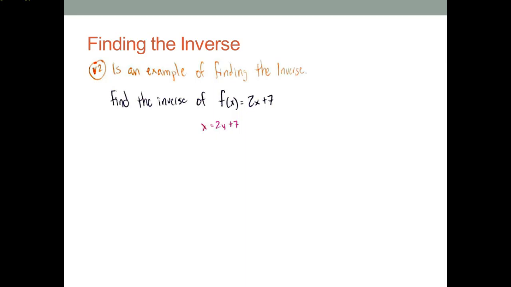So the first step is already done here. I've replaced f of x, that symbol, with y, and then switched their places. So y is equal to 2x plus 7, and then I switch the places here. Step 2, as you see in the pink, kind of like a preview that popped out early, I switched x and y.